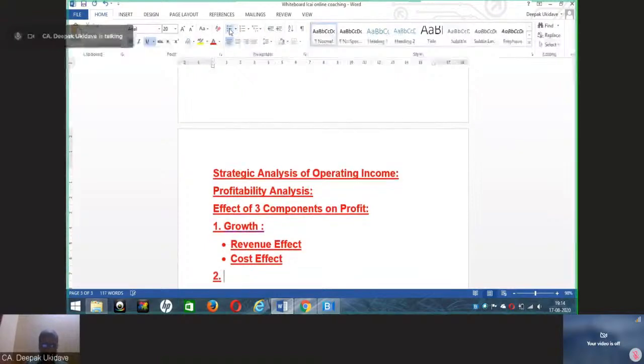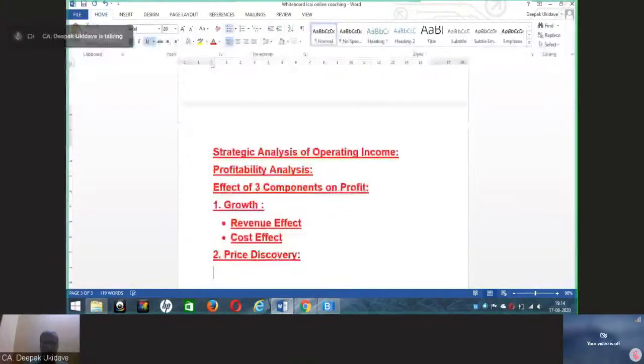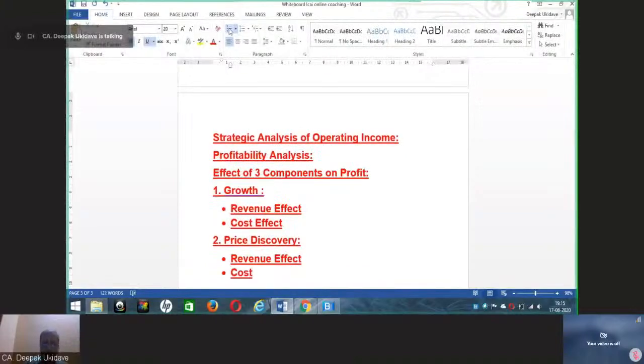Then second one, price discovery. Again we have revenue effect. Like that you make your notes so that they will be handy reference material for studying for the exam. Revenue effect, and then we have cost effect. Cost effect further divided into VC and FC, that we understand if further data is given. In case data is not available, then fine, VC and FC.